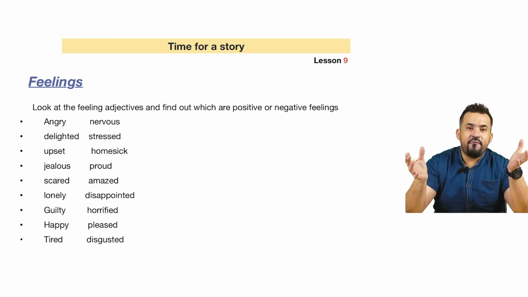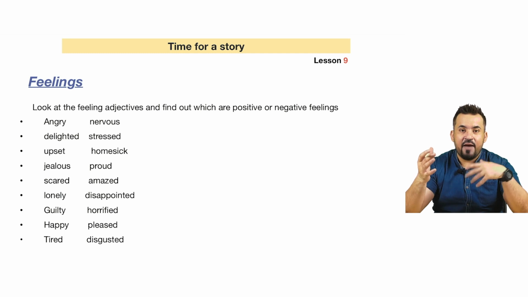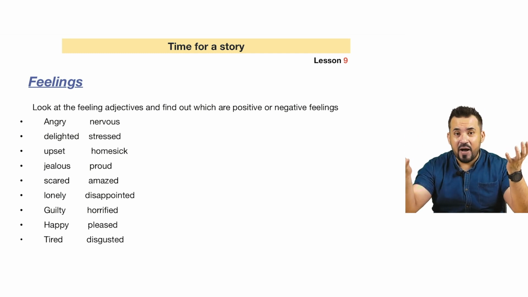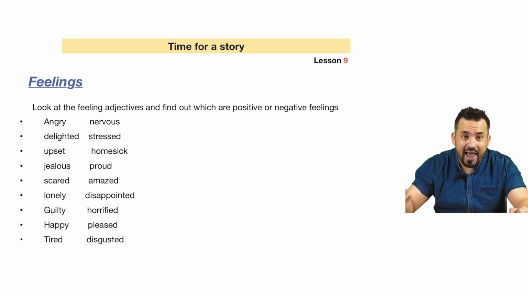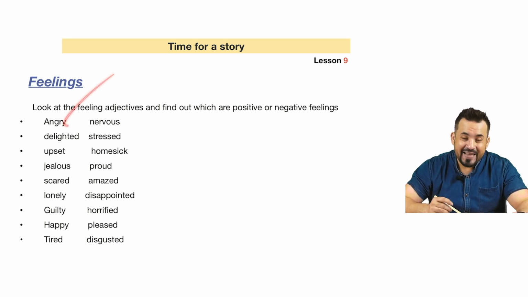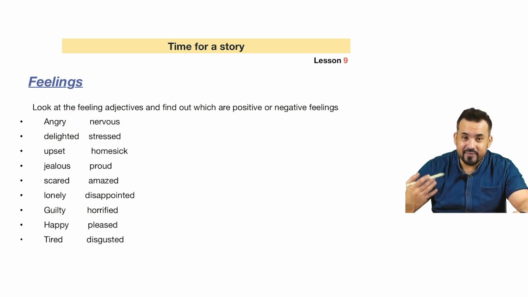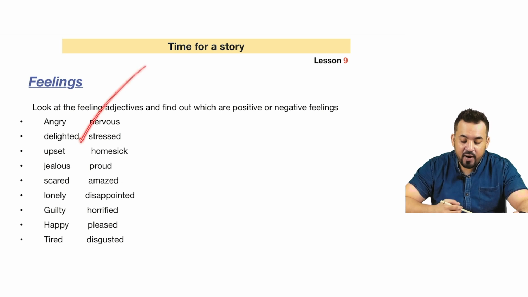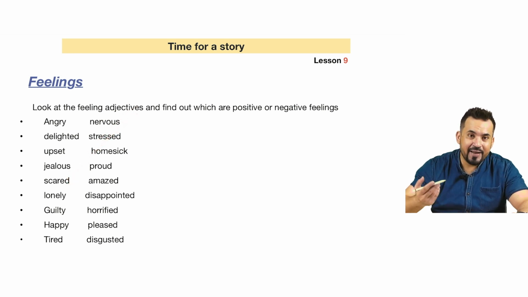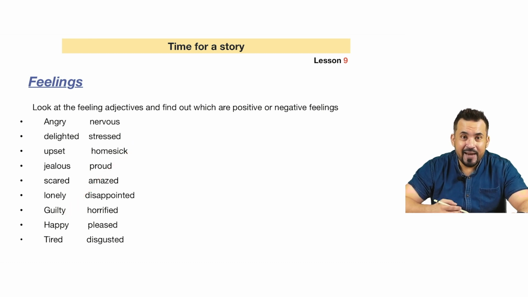Okay, now let's talk about feelings. Some feelings have a negative meaning, and some feelings have a positive meaning. So let's take a look. Angry, negative. Delighted, just another way of saying happy. Positive. Upset, negative. Jealous, negative. Scared, negative. Lonely, negative. Guilty, negative. Happy, positive. Tired, negative. Nervous, negative.